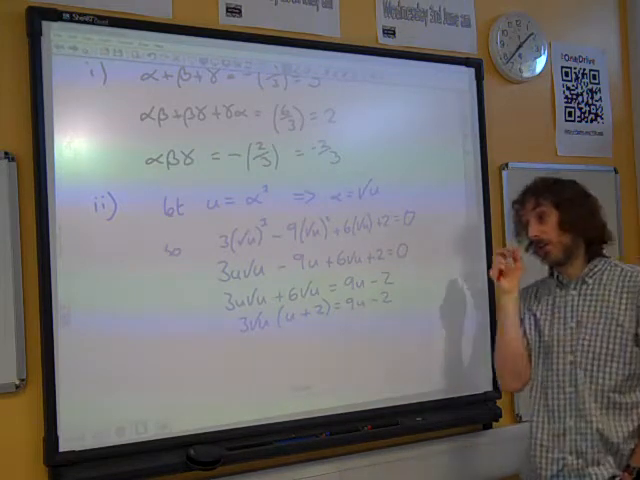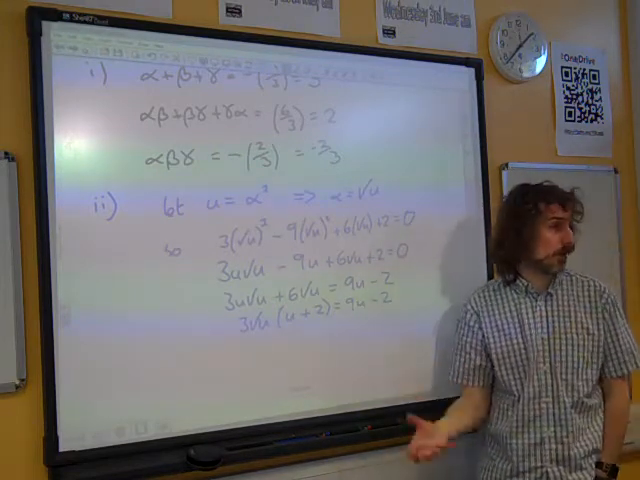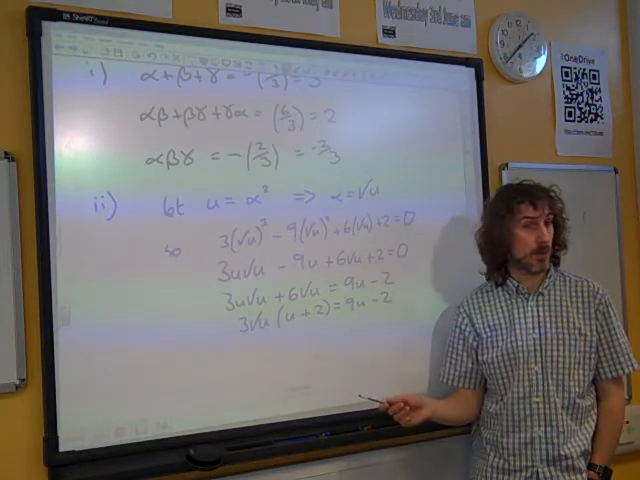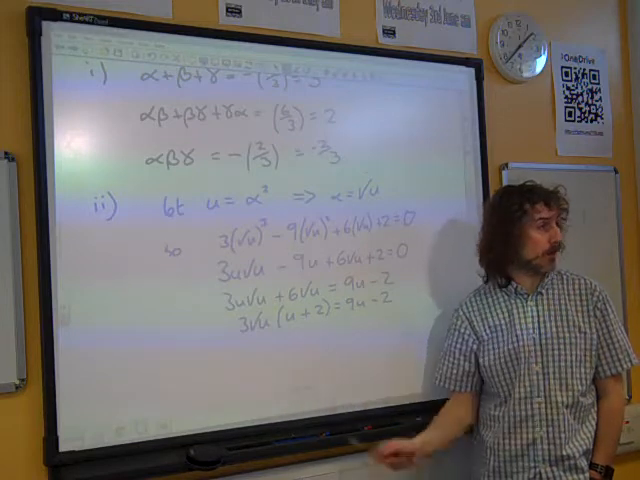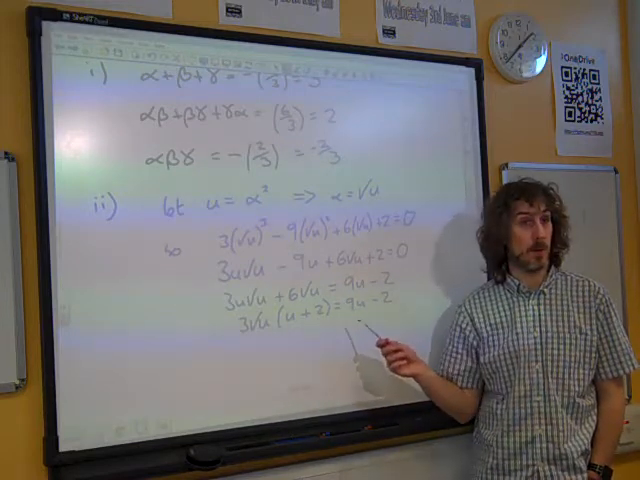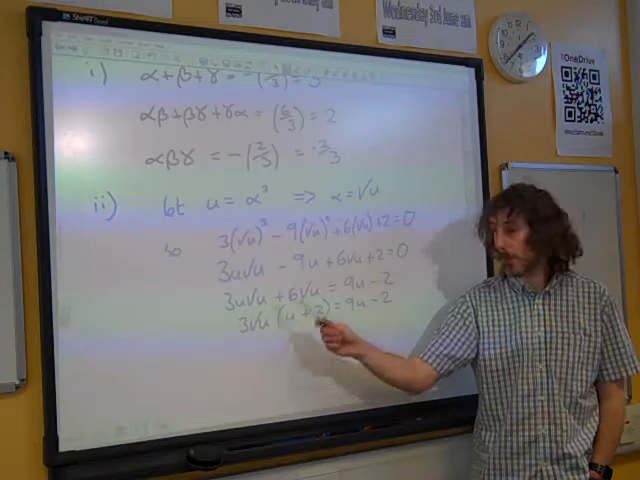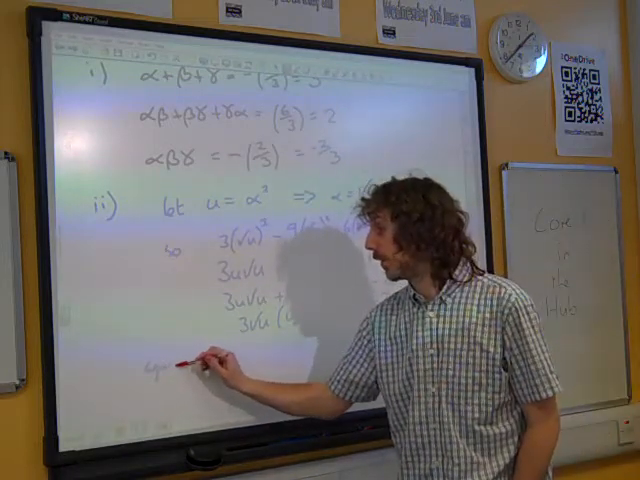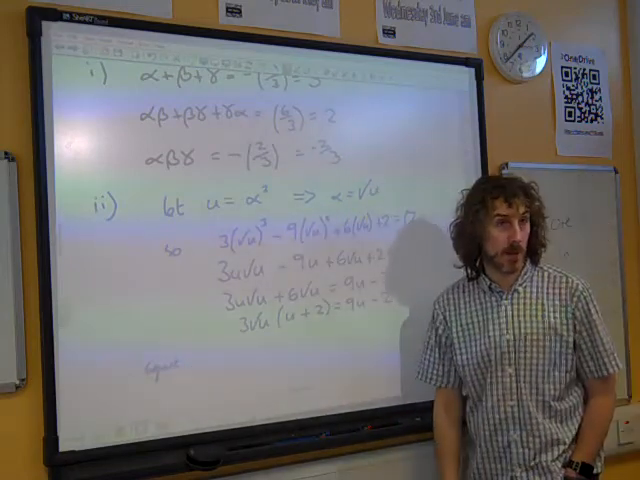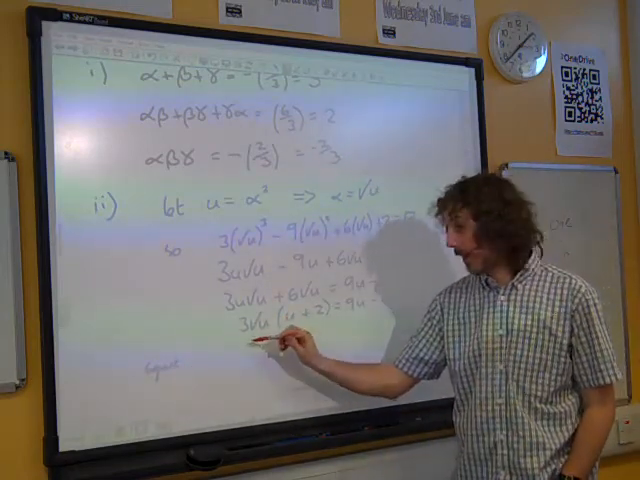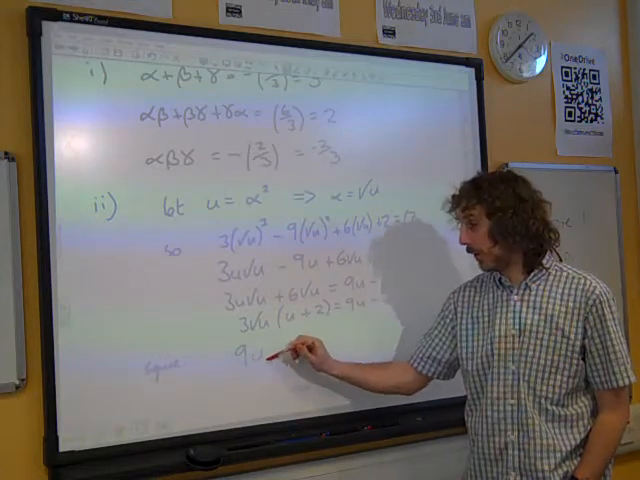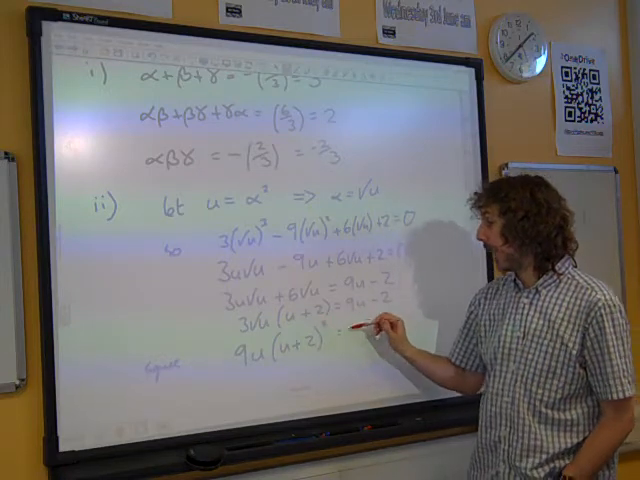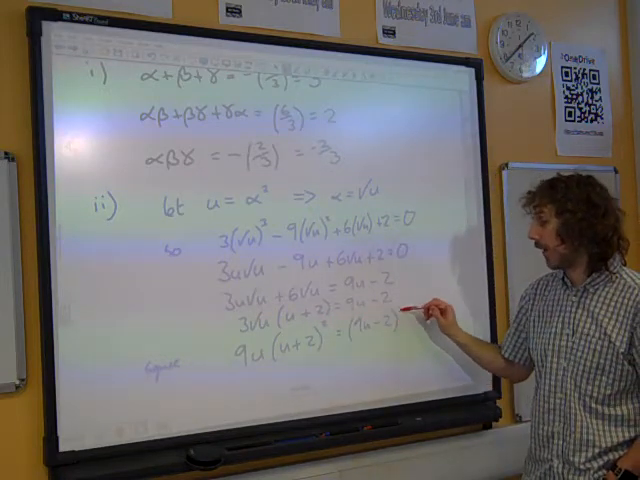Now, there's all things I could do here. I could keep on going with my rearranging until I get root u equals, and then square both sides. But actually I think as long as I'm careful with what I do, I can square both sides of this equation now and it will work. I've got root u out as a factor, so I'm going to square everything now, as long as I do it carefully. Squaring the 3 gives me 9. Squaring root u gives me u. I've got u plus 2 squared. And I've got 9u minus 2 squared.